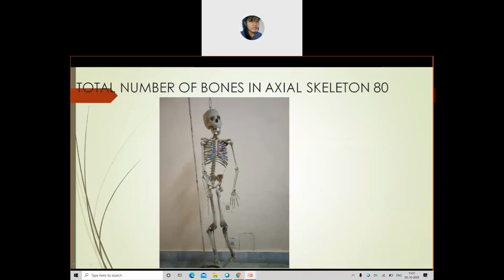Good. So how many mandible bones do you have? 1. Good. So the mandible bone comes under which skeleton? Facial bone, ma'am. Axial. Yes, axial, facial bones. Facial bone, axial. Okay, good.